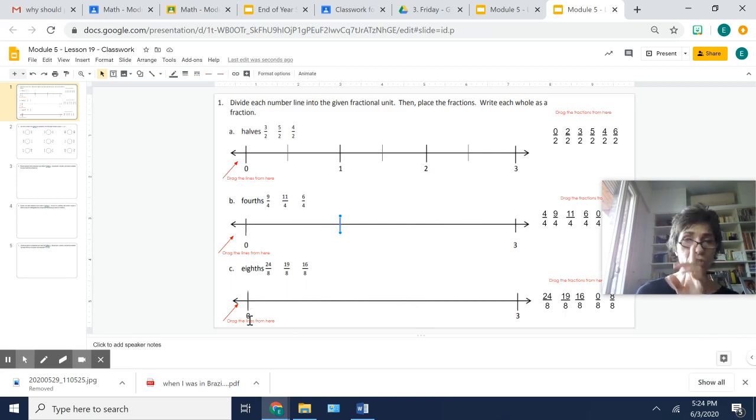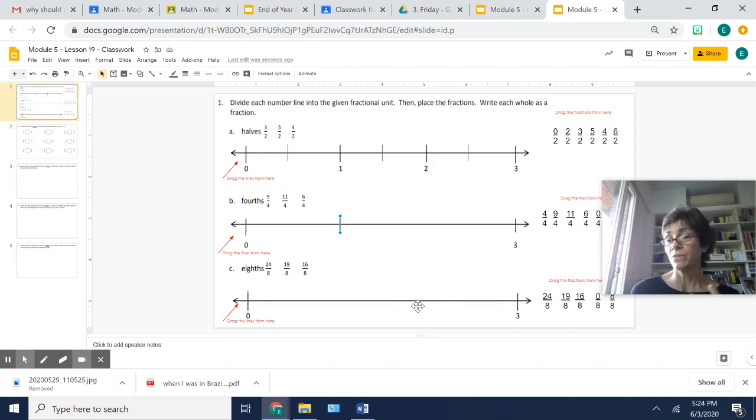And I will do the same thing for this third number line. Remember, first you have to look at what numbers you have. I'm seeing 0 and 3. Are there whole numbers between 0 and 3? How do we count? 0, 3? No. 0, 1, 2, 3. Okay? So I have three wholes: from 0 to 1, from 1 to 2, from 2 to 3. I have to partition each of these wholes into, this time the fractional unit is eighths, and then I place my fractions on the number line.